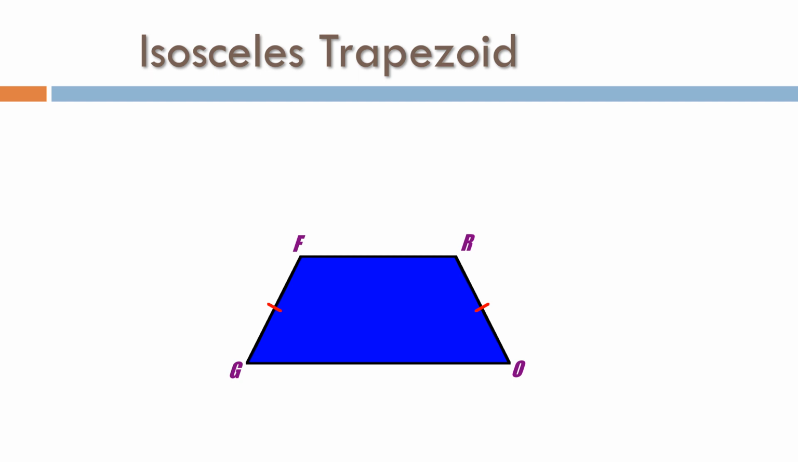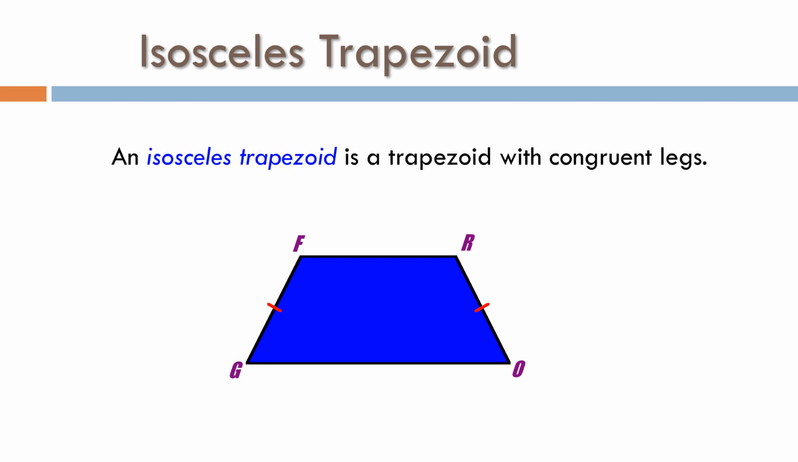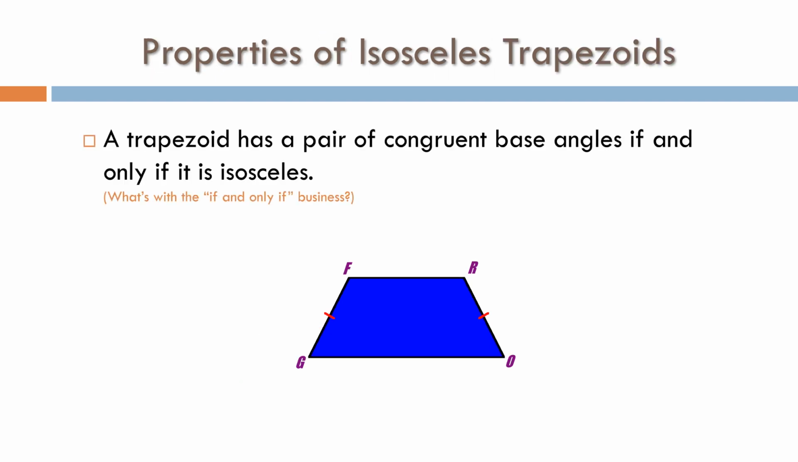So we got F and R are equal. G and O are supplementary. R and O are supplementary. And G and O are equal also. Okay, so in other words, the base angles are congruent. A trapezoid has a pair of congruent bases if and only if it's isosceles. We'll talk about the if and only if in a little bit.